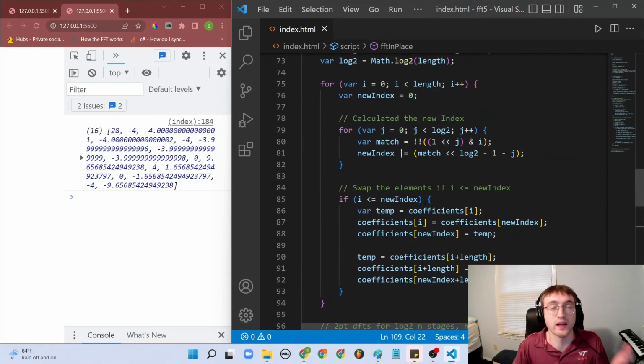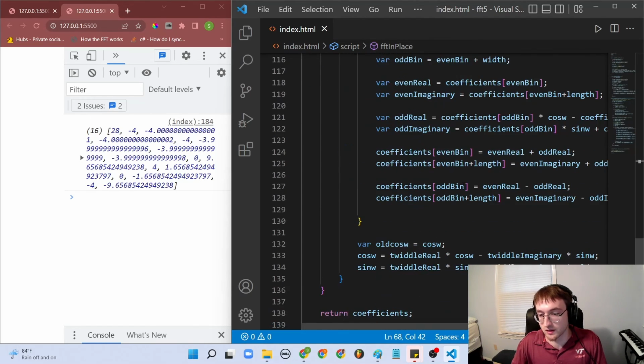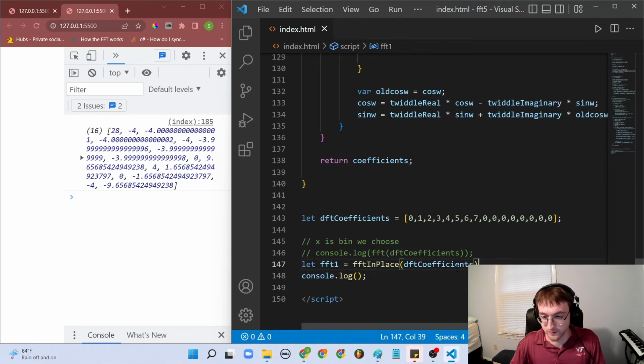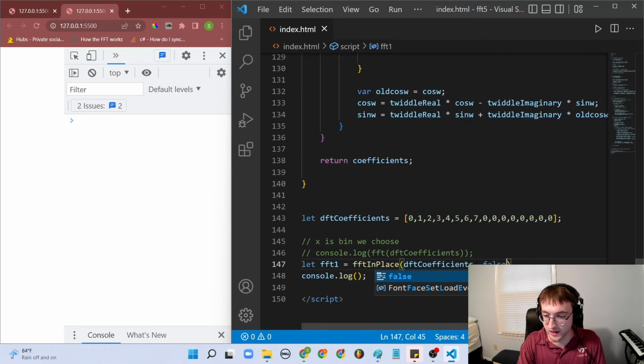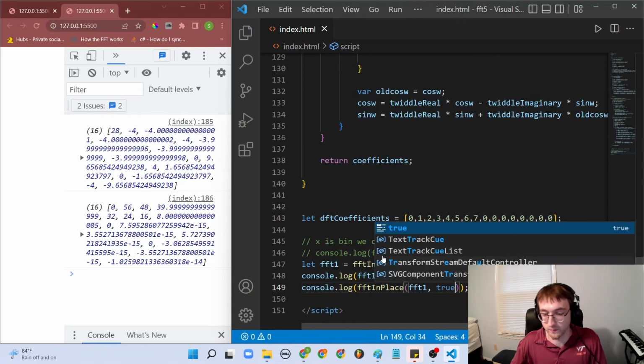And finally, I'll go ahead and implement the inverse. Why not? So we'll have inverse, right? We're just going to store this in this. We're going to add a flag that says if it's inverse or not, and we're going to say first time no, and then we're going to log it, and then we're going to log the FFT in place of it where we do the inverse Fourier transform.